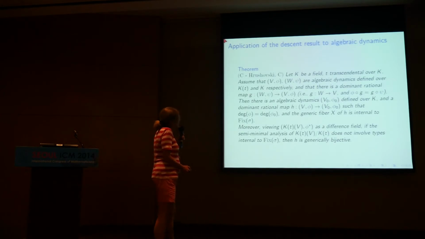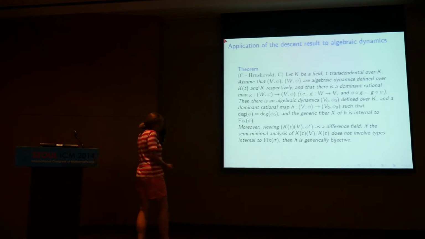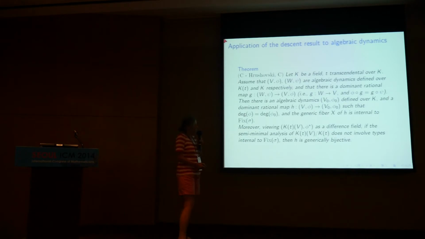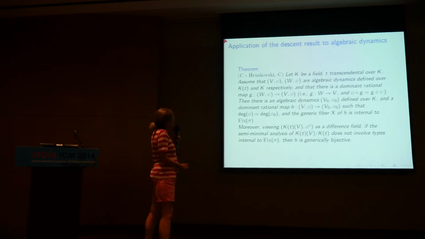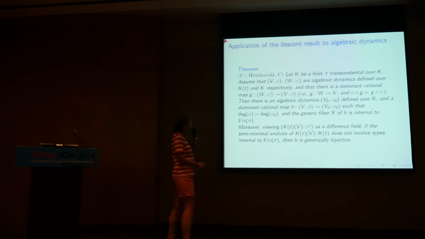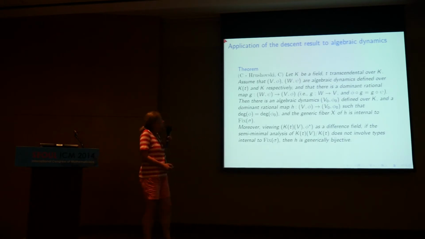Okay, so there is a situation where you almost get that result. So I'm going to state a simple case of that. We start with a field K. We then take a function field over K, so K of T. Let's call it L if you prefer.